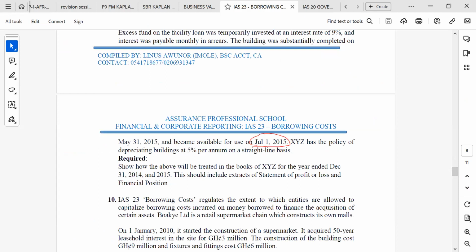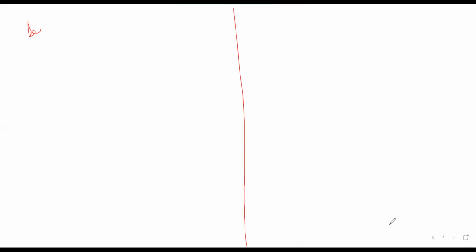But the question now is, what is the reporting date for the company? It is 31 December 2015. So it means that they are going to be using the asset from July to December. That will be 6 months. So they have started using the asset already. Then they have to depreciate it for 6 months.